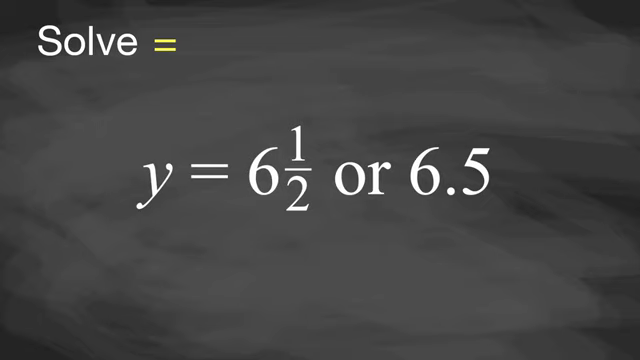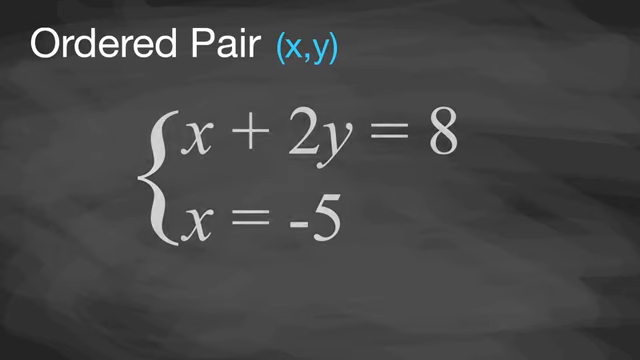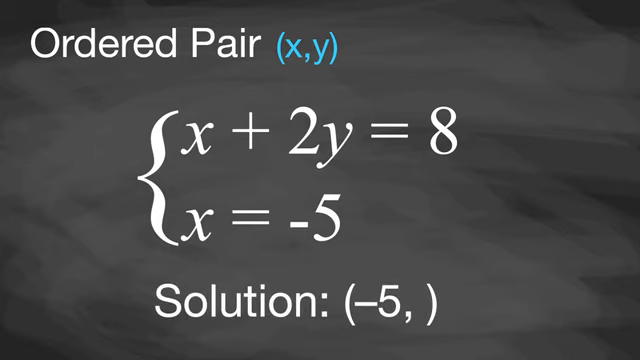The next step is to substitute back into the first equation. However, we don't need to do that for this system because the first equation is already solved for x. Let's jump ahead to the next step and write our ordered pair. From the second equation, we have -5 for the value of x in our ordered pair, and we just solved for y, so we know it equals 6.5. So our ordered pair is -5, 6.5.